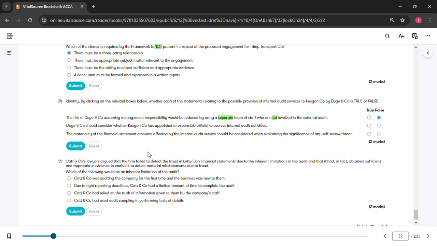Second one, Dodgy should consider whether Keegan Company has appointed a responsible official to oversee internal audit functions. The audit company should see that the client has appointed a responsible officer, internal auditor, to oversee internal audit activities. True or false?